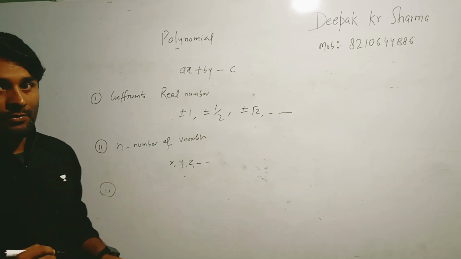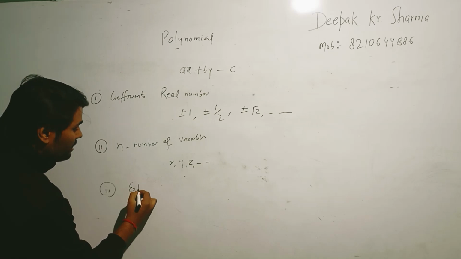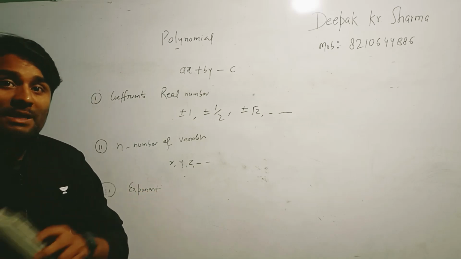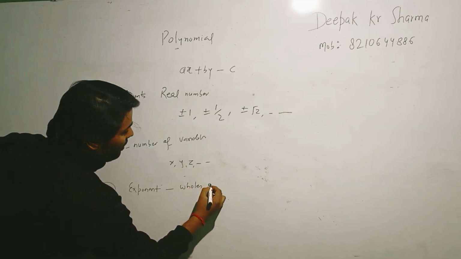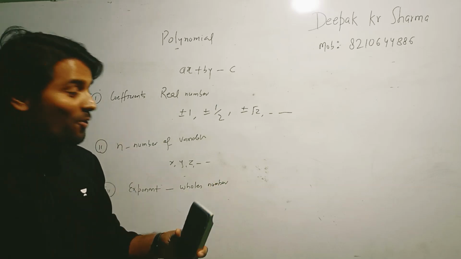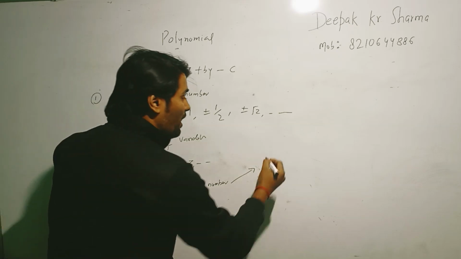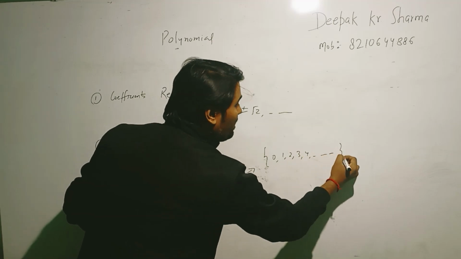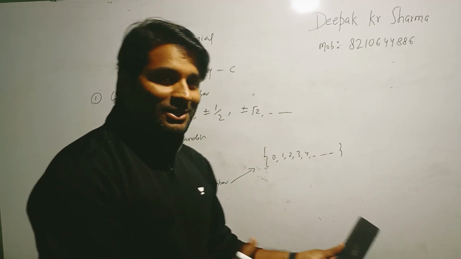Okay, yeah. So the third and the important one, right? The third thing is the exponent. The exponent should always be a whole number. The exponent should always be a whole number. And we all know about whole numbers. What is a whole number? Very basic. So again 0, 1, 2, 3, 4. These are whole numbers. That means natural numbers including 0 are whole numbers.